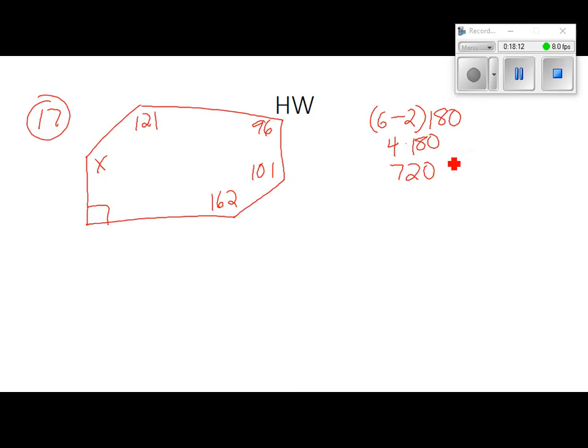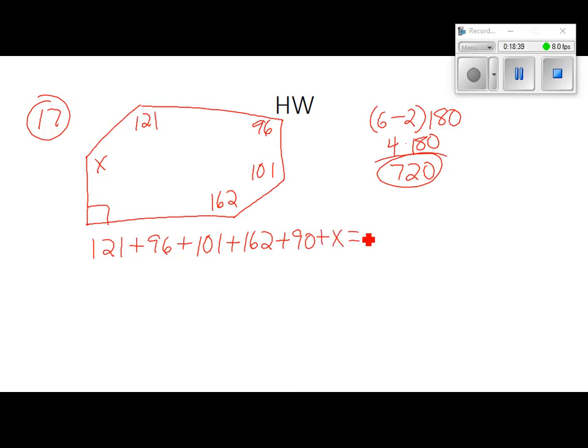Once we know what they all add up to, you need to add 121, 96, 101, and 162. Slow down. 121 plus what? 96, 101, 162. Yeah, and then you add that all up. Now, be careful. You still need something else. It equals 720 plus x. You still need that other angle.